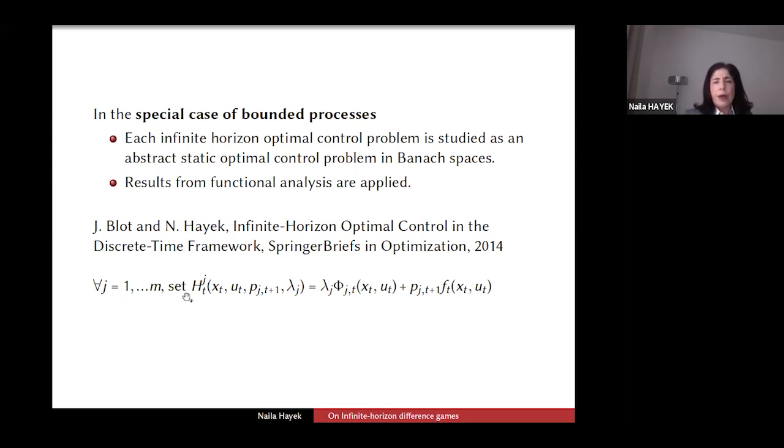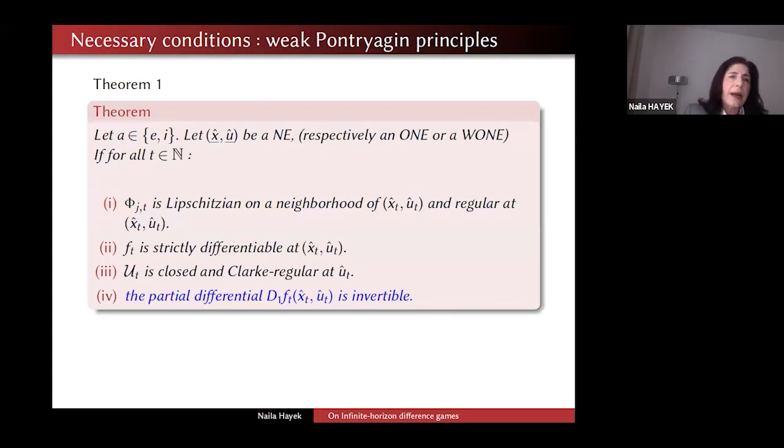So with this, I will set the Hamiltonian of the problem, Hj for every j going from 1 to m, Hjt of the state xt, ut, pjt plus 1, lambda j. These are the multipliers I will talk about. It would be the multiplier lambda j multiplied by the criterion, the objective function phi j, plus the adjoint variable multiplied by ft. And I will start by describing weak Pontryagin principles as necessary conditions.